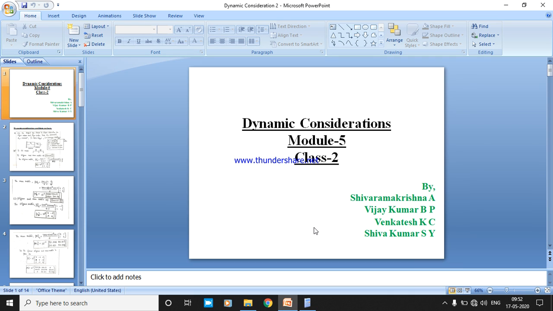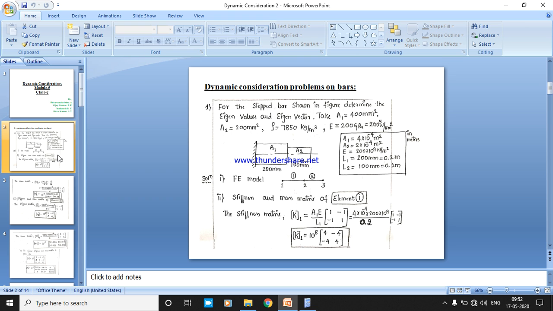Good morning, students. In the last class we discussed the dynamic consideration: the introduction, why we have to consider dynamics, what all the things are in dynamics, and the consistent mass matrix and lumped mass matrix. Today we are going to start a bar problem considering dynamic analysis.